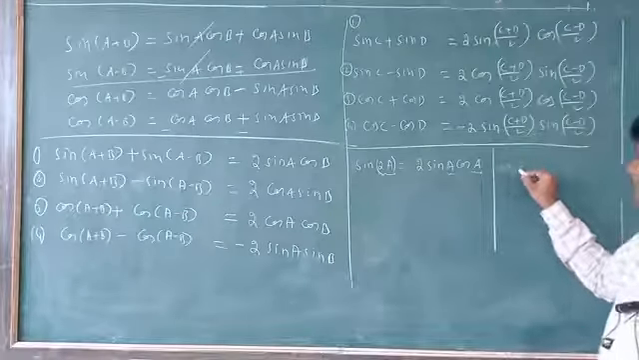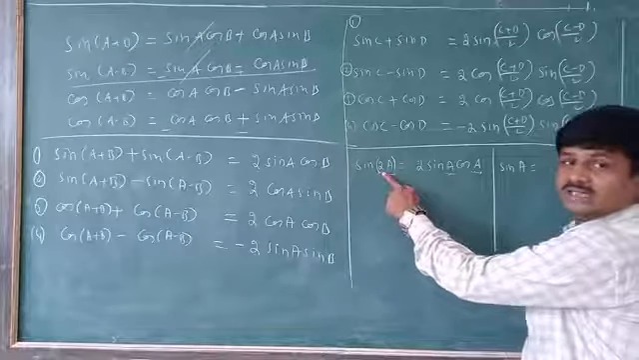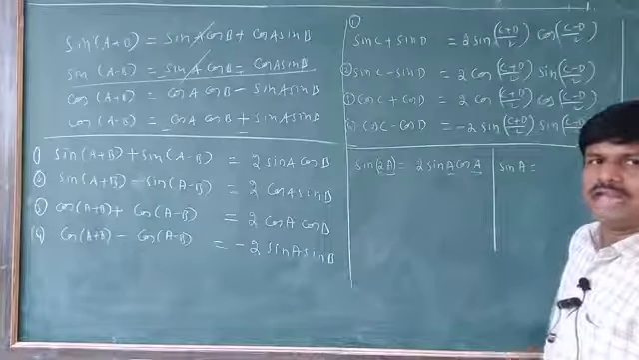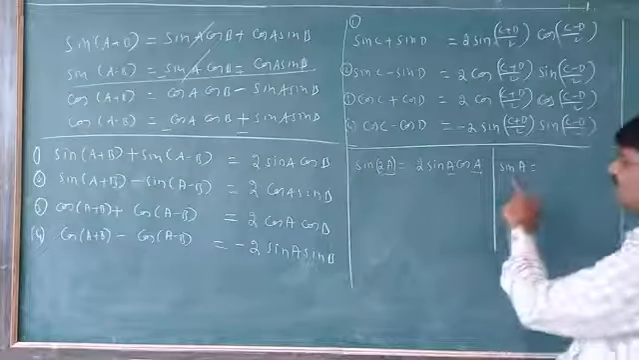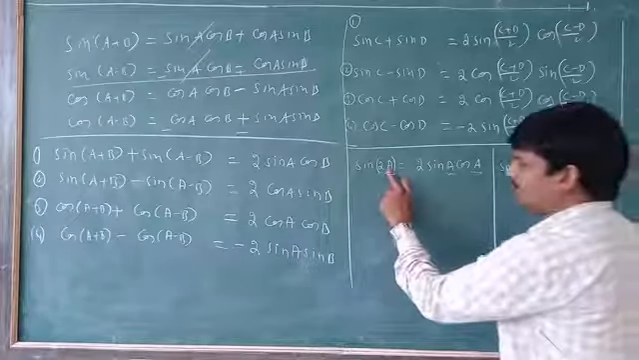Here sin a is what we are going to find. Here it is sin 2a. What is the formula of sin 2a? 2 sin a cos a. But here, what is the formula of sin a? Here it is 2a, here what we got?